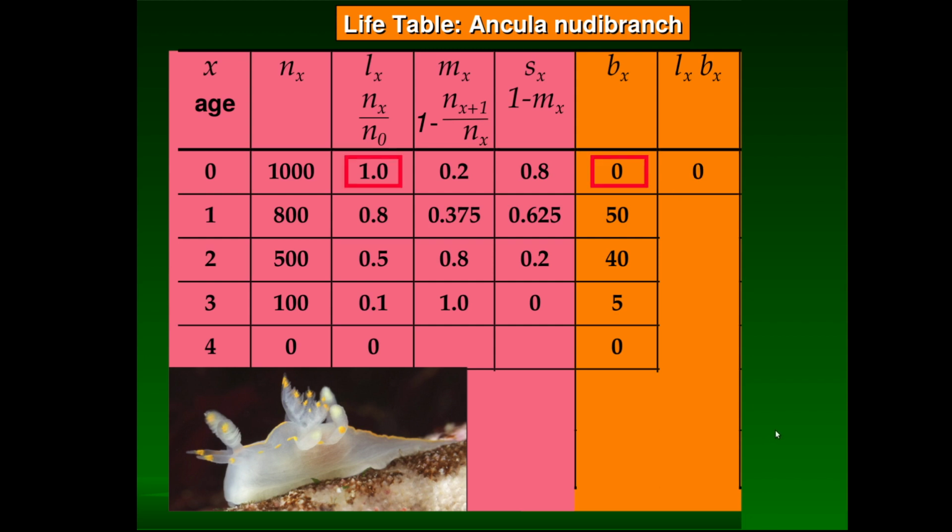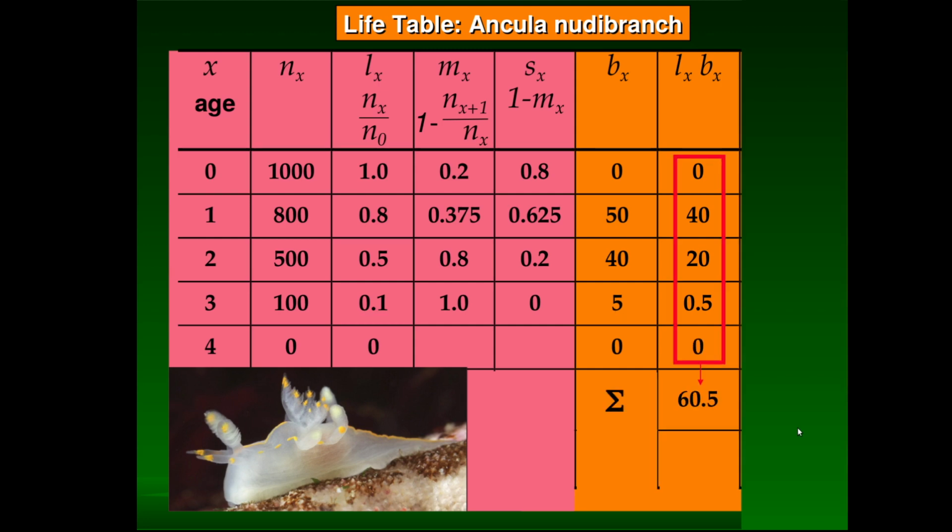Okay, and then we can calculate this from the life table just by multiplying the survivorship column by the fecundity column. Then we add them all up and we get the same number, 60.5. This number is also called the net reproductive rate of an individual and is symbolized by R0.